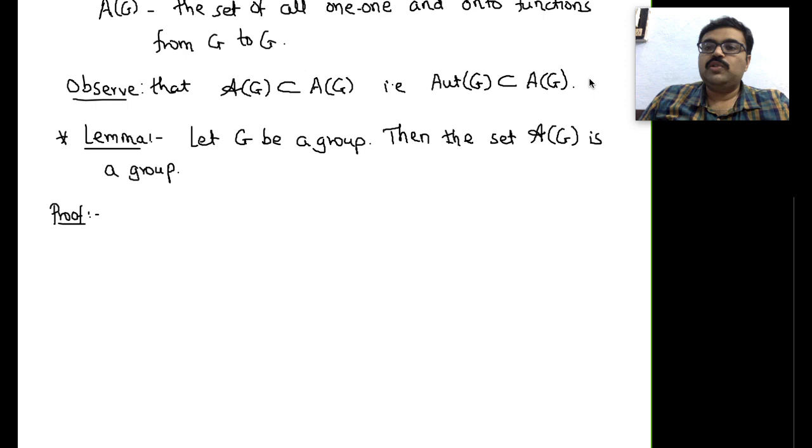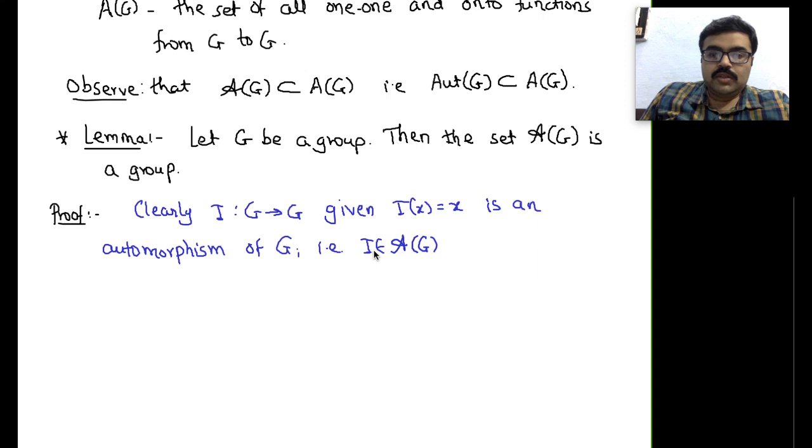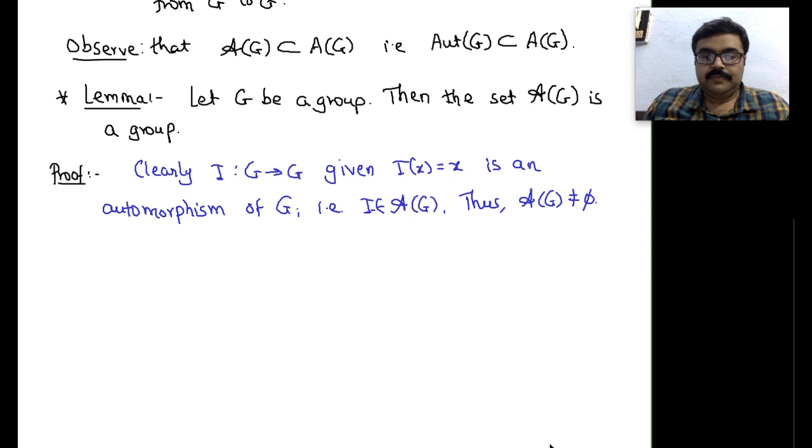So clearly, I from G to G, the identity function given by I(x) = x, is an automorphism of G. So this map I belongs to Aut(G) already. This is the identity map I(x) = x. It's 1-1 and onto, and it is a homomorphism also from any group G to G. So it is in Aut(G). Thus Aut(G) is a non-empty subset of A(G). Now we show that it is a subgroup of A(G).